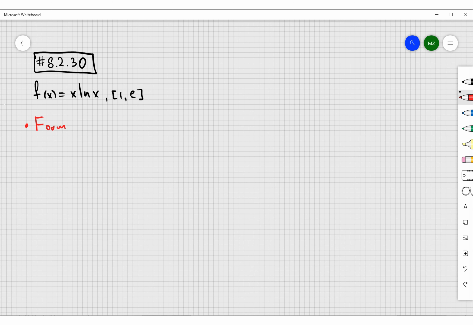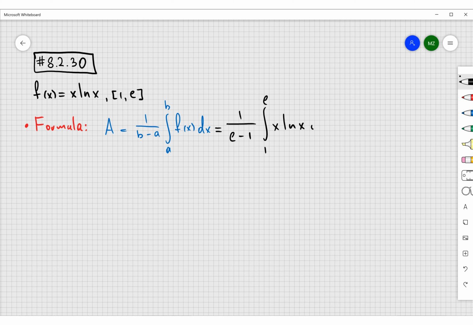Okay, so let's do one of the homework problems where I want to compute the average value of the function x ln of x on a closed interval between 1 and e. So let's actually compute this integral. I'm going to have 1 over e minus 1 times the integral between 1 and e of x ln x dx. And I'm going to use integration by parts to compute that integral.